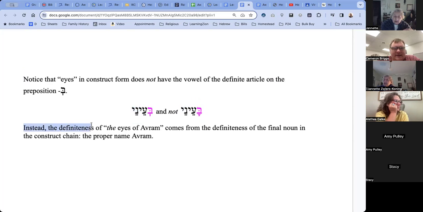So instead, the definiteness of the eyes of Avram comes from the definiteness of the final noun in the construct chain, the proper name Avram.